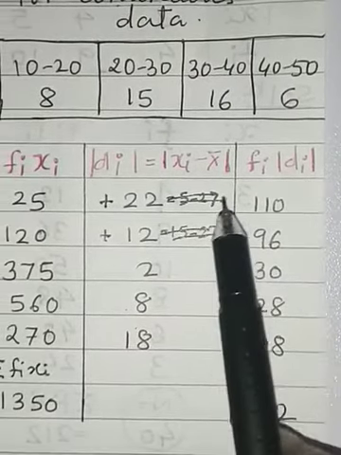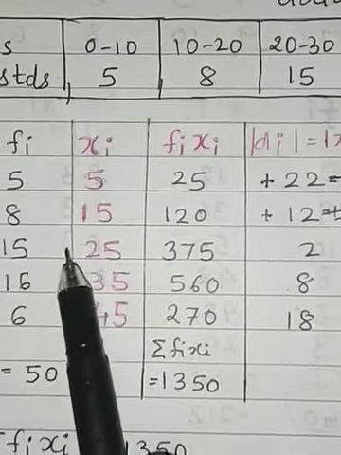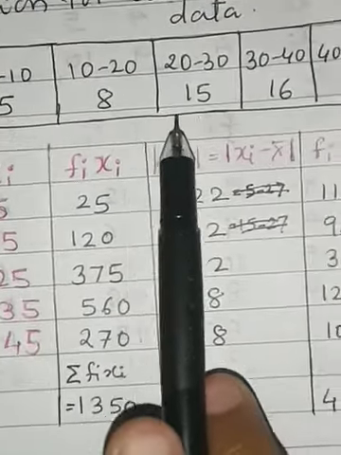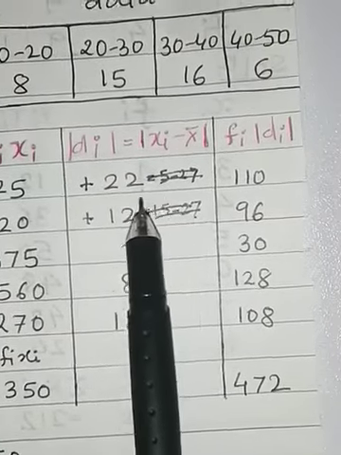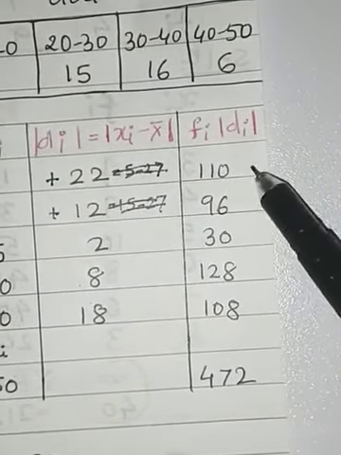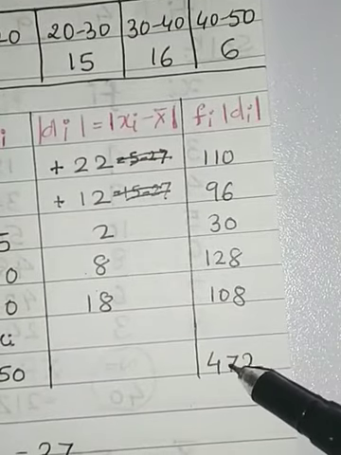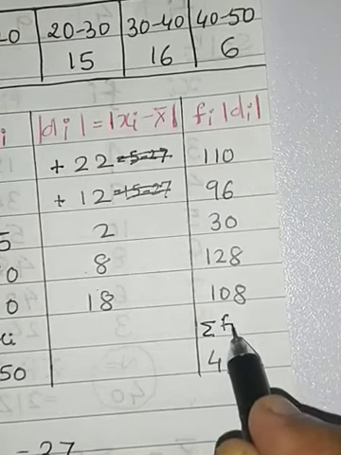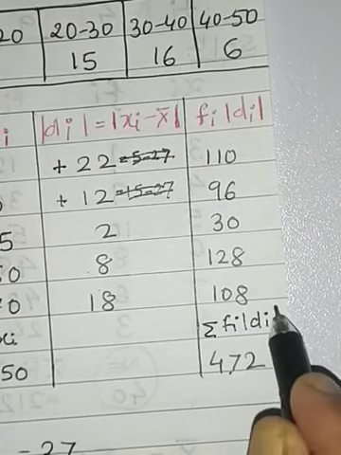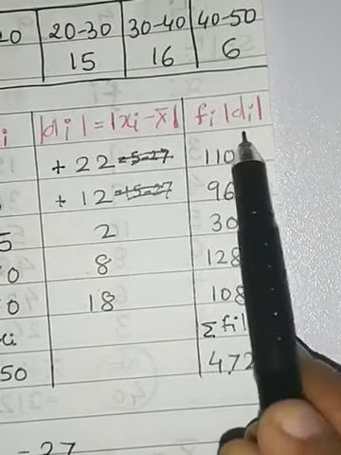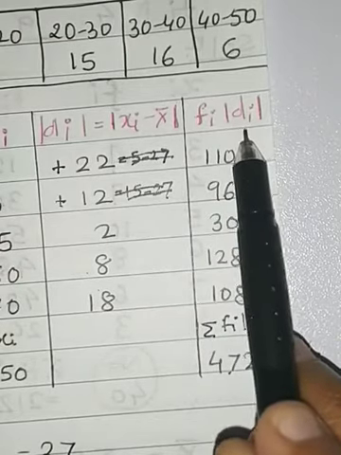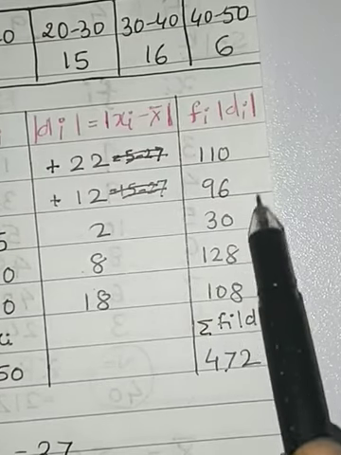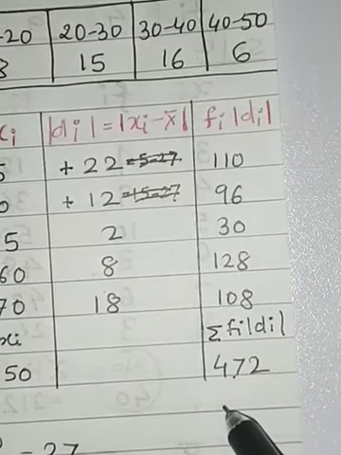So mod di is here, Fi is here. Let us multiply this column and this column. So 22 into 5 is 110 and so on. So we multiplied all of them here. We got its total. The total is summation Fi mod di. Whatever the heading is, when we are adding them, we add a summation symbol here. That indicates the sum of that column.